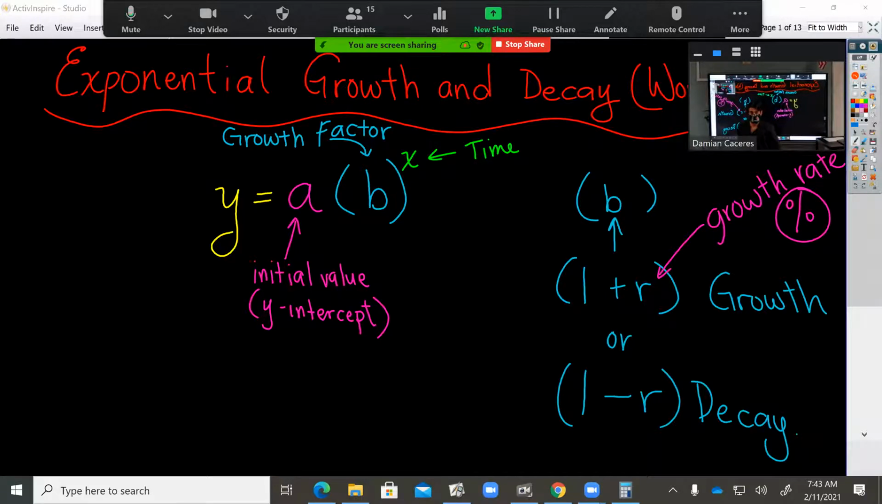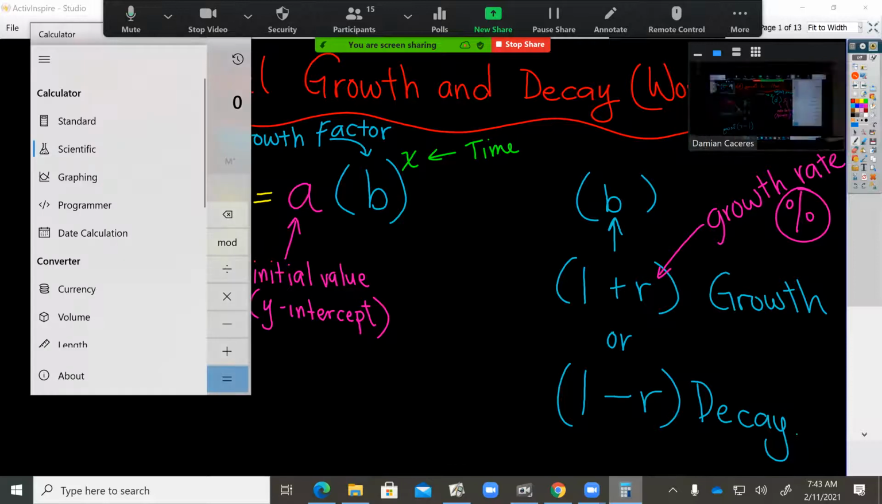All right, so this worksheet you're doing today and the IXL left for the week is exponential growth and decay word problems. Without a calculator, you're not going to be able to do it. I have a calculator pulled up here so I can show you what buttons to press.